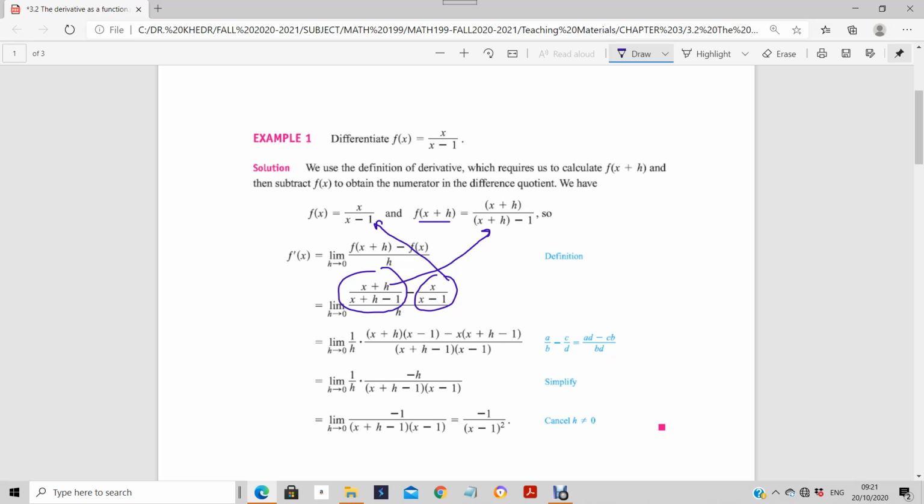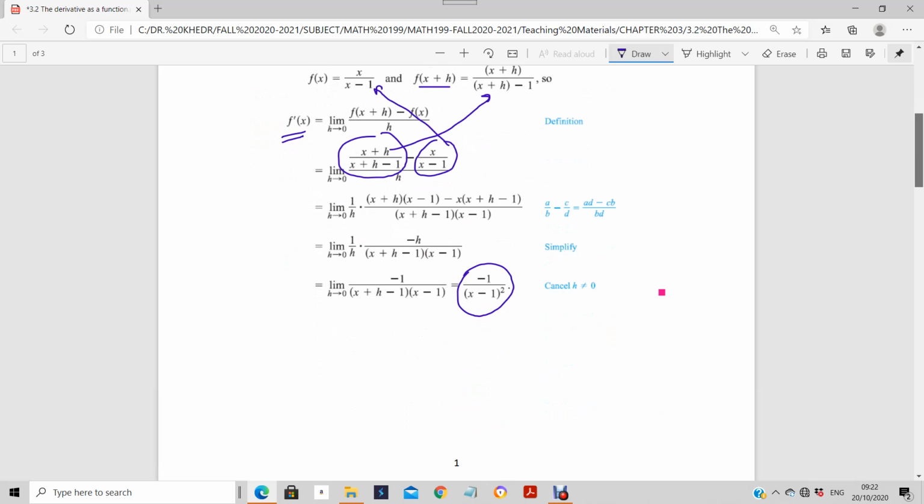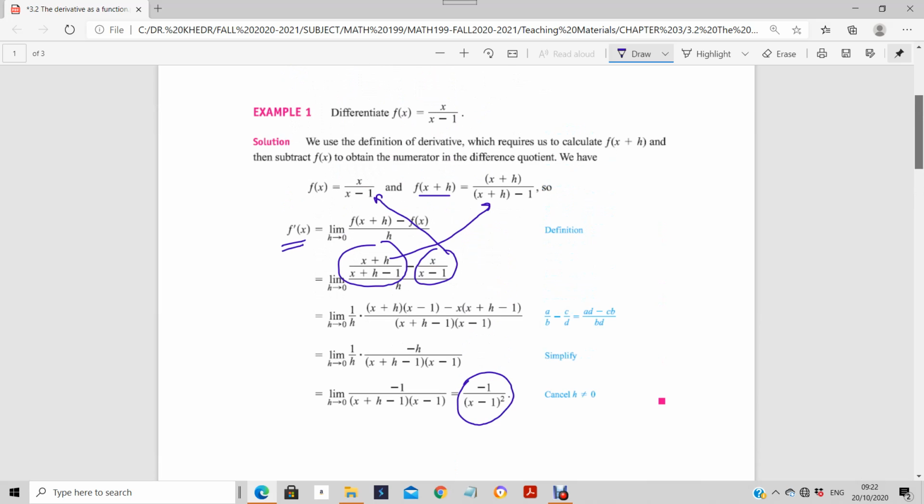See here, the answer is a function of x. So this is a new function of x, which is the derivative of the function, and we give it the symbol or the notation f prime of x. So the function f of x has a derivative, which is f prime of x, as minus 1 over x minus 1 in a bracket squared. And then later on, if you want to determine the derivative at any point, then you need to substitute x by that point. Okay?